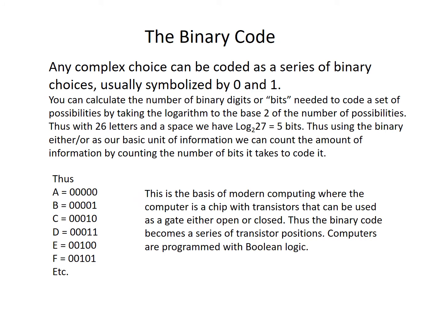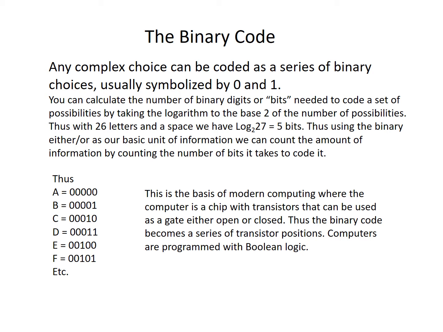Now, any complex choice can be coded as a series of binary choices, usually symbolized by 1 and 0. You can calculate the number of binary digits or bits needed to code a set of possibilities by taking the logarithm to the base 2 of the number of possibilities. Thus, with 26 letters and a space, we have log2 27, which is about 5 bits. Thus, using the binary either or as our basic unit of information, we can count the amount of information by counting the number of bits it takes to code it.